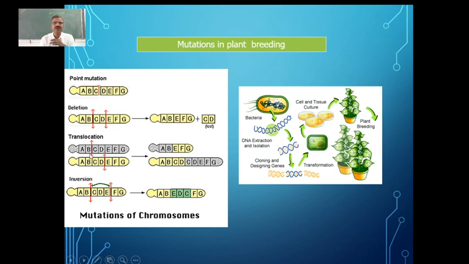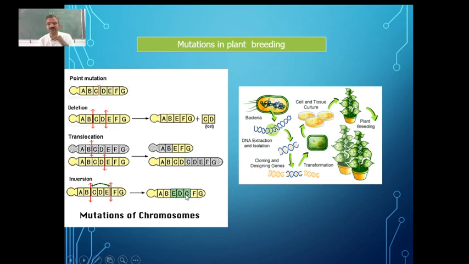Okay, so then we can go for even translocation, or we can go for inversion, where we are reversing the sequence here. Instead of A, B, C, D, E, it will become E, D, C. So they are going to exchange. That we call inversion, which is happening here. Like this, the mutations can happen.